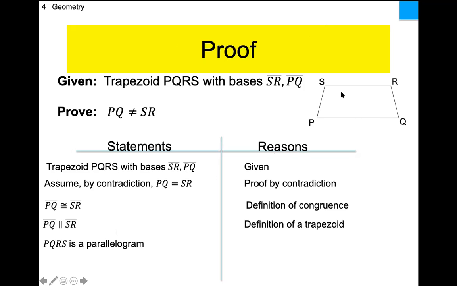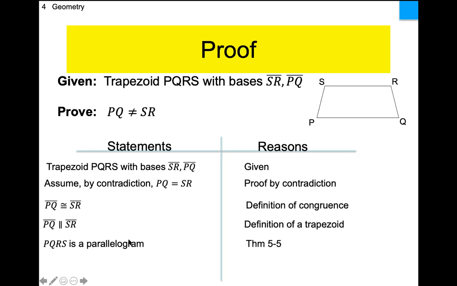PQRS is a parallelogram? What? I thought it was supposed to be a trapezoid. Why can I conclude that PQRS is a parallelogram? Look at the previous two statements. I just showed you that PQ and SR were both congruent and parallel. And if we think back to the previous chapter on quadrilaterals, whenever you have two sides of a quadrilateral that are both congruent and parallel, this is theorem 5.5, then you conclude that it's a parallelogram.